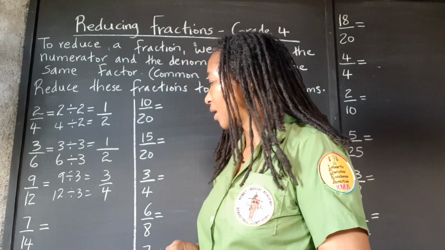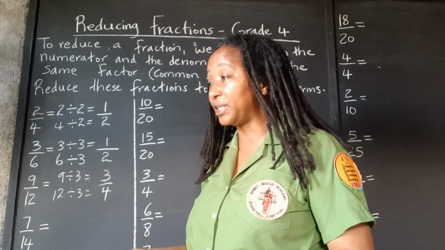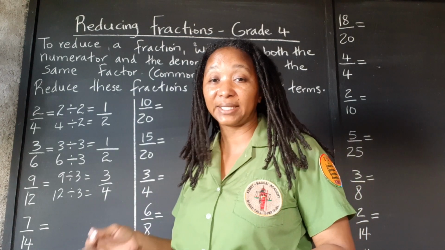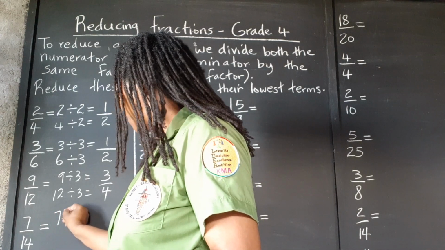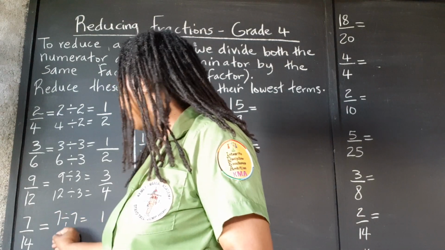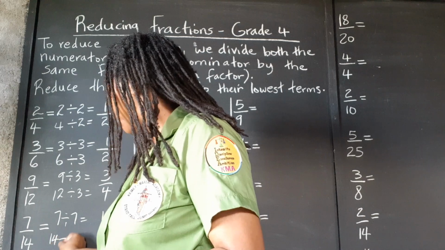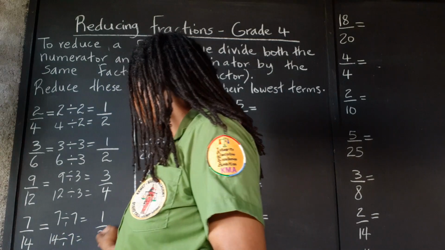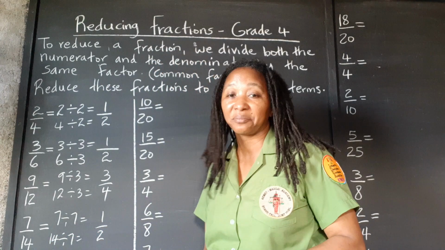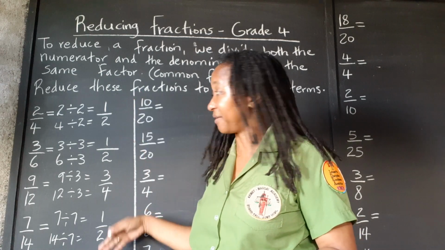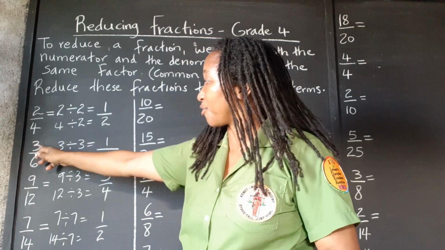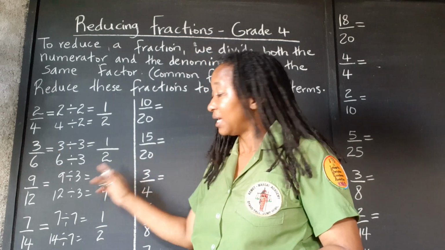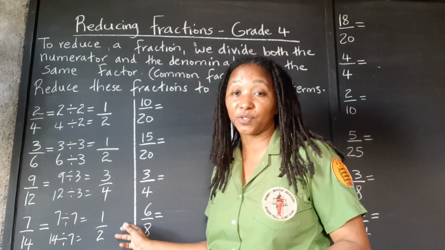7 over 14. Well, 7 can go into 14. So if we divide them both by 7, we should get a simpler form. 7 divided by 7 is 1. 14 divided by 7 is 2. So we're getting a couple of halves here. 2 over 4 is a half. 3 over 6 is a half. 7 over 14 is also a half.